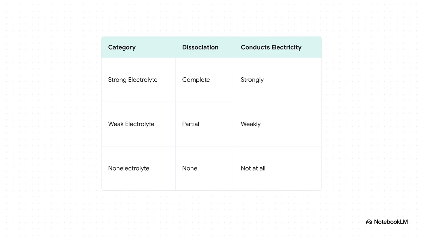This is absolutely critical. It's how our nerve cells fire. Then you've got a weak electrolyte, which only breaks apart a little bit. And finally, a non-electrolyte. Dissolves, but it doesn't create any ions at all, so electricity hits a dead end.